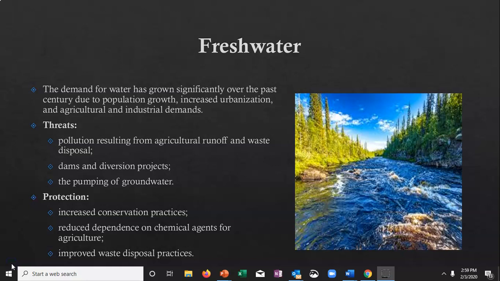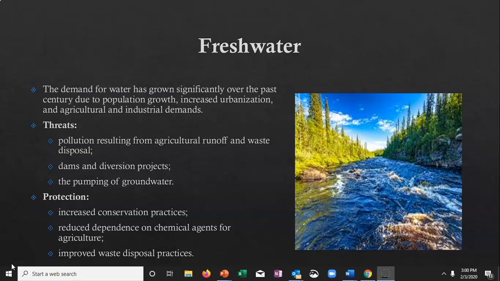Just as the demand for wood supplied by our forests is going to increase as population increases, so is the demand for fresh water. And with urbanization and the growth of agriculture and industry, we really do see a lot of stress on our fresh water supplies. Some threats that our water systems face are pollution, a lot of it from agricultural runoff of the pesticides and herbicides that are used, waste disposal, also dams, and water diversion for irrigation of crops can cause different issues with respect to our underground water supplies. And then the pumping of groundwater is also an issue.